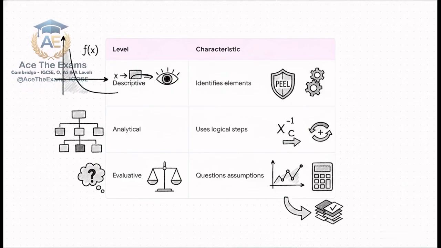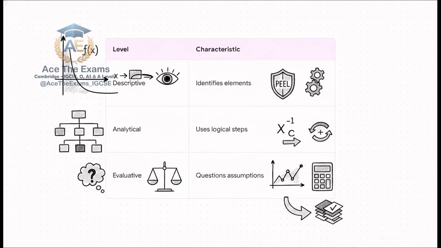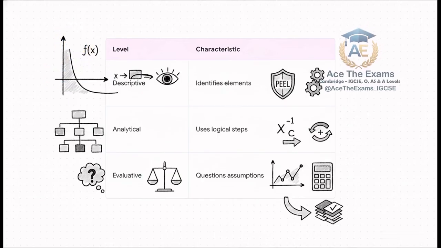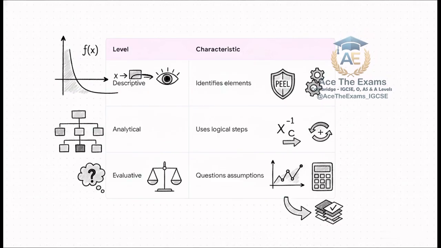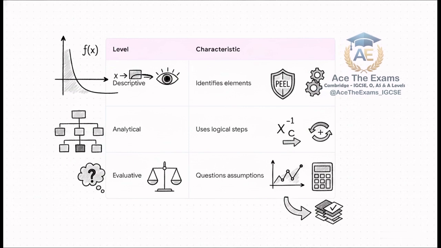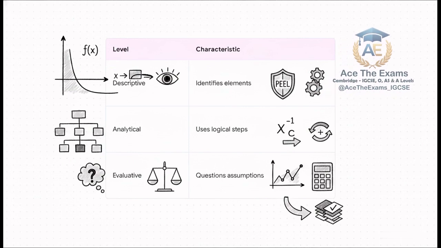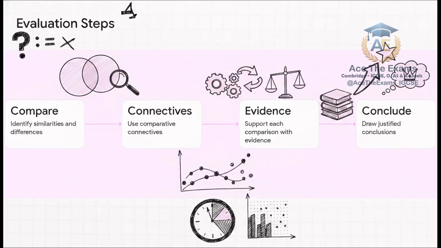But look at the top tier, the evaluative level. This is the gold standard. This candidate questions assumptions and actively compares mathematical approaches. If they calculate a numerical answer, they immediately evaluate it against the graphical constraints of the domain and range. They justify every single algebraic step with rigorous evidence, literally guaranteeing that every single possible method and accuracy mark is locked in and secured. So what is the final system?